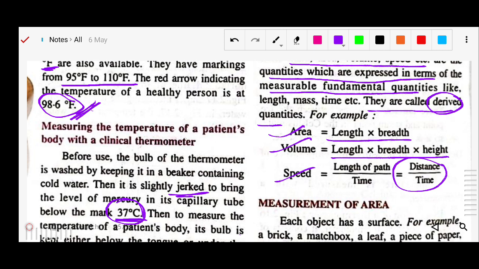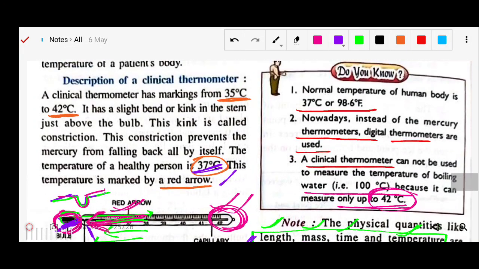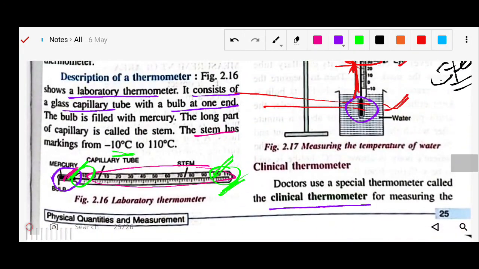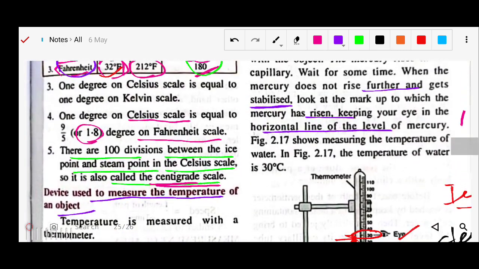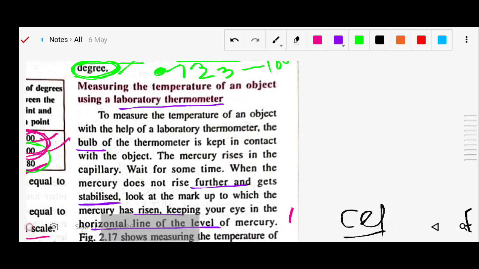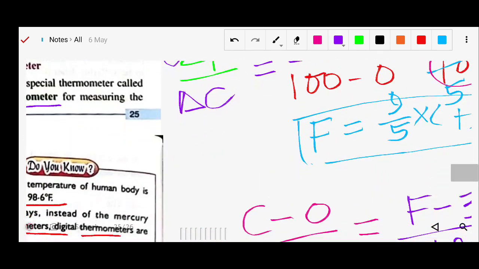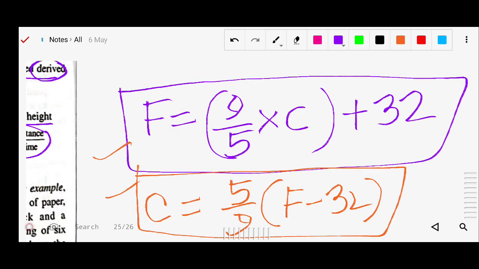In the next class we'll see the measurement of area, so we will cover that next class. For this class, your homework is to read this chapter thoroughly. Try to see how the markings are there, what the minimum and maximum temperatures are, and what the Kelvin, Celsius and Fahrenheit relations are. The formulas I have already given, you have to write them down in your copy and learn them. These are the formulas to convert Fahrenheit to Celsius and Celsius to Fahrenheit, right?